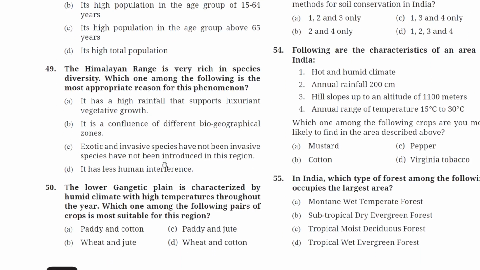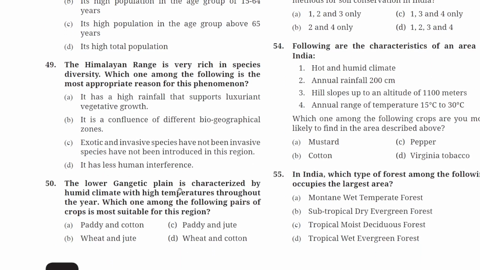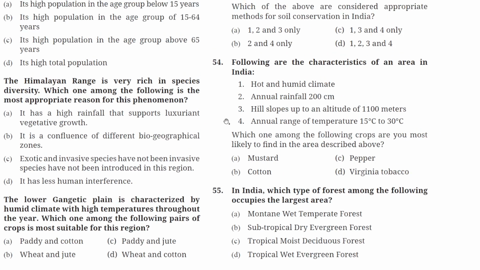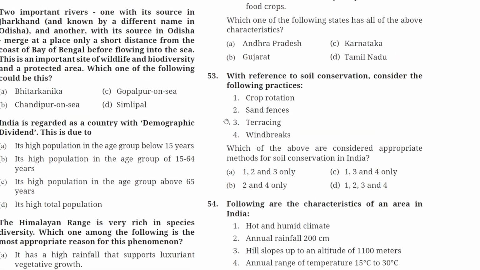Question number 50. The lower Gangetic Plain is characterized by humid climate with high temperatures throughout the year. Which one of the following pairs of crops is most suitable for the lower Gangetic Plain? Answer is C. Okay, so paddy and jute.